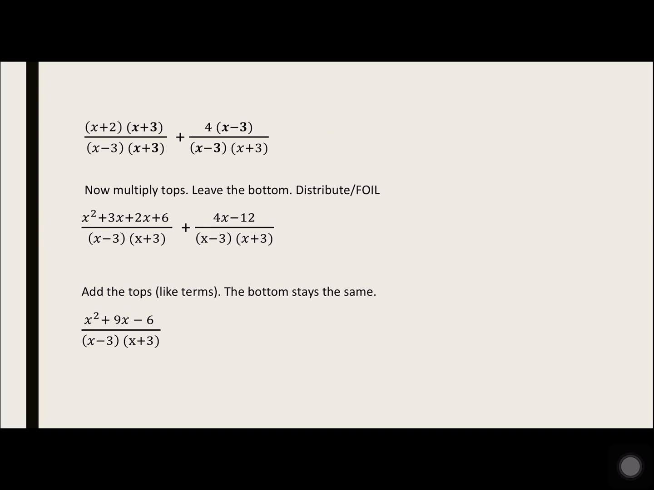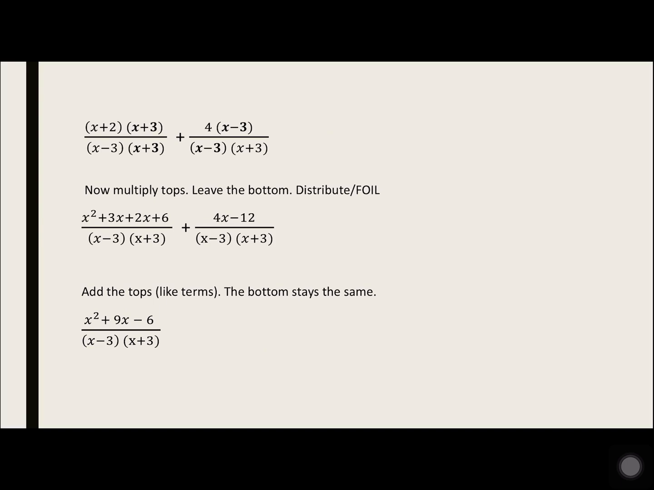FOIL on the top left. First, x times x, x squared. Outside, x times 3, 3x. Inside, 2 times x, 2x. Last, 2 times 3 is 6. On the top right, distribute the 4. 4 times x, 4x. 4 times negative 3, negative 12.